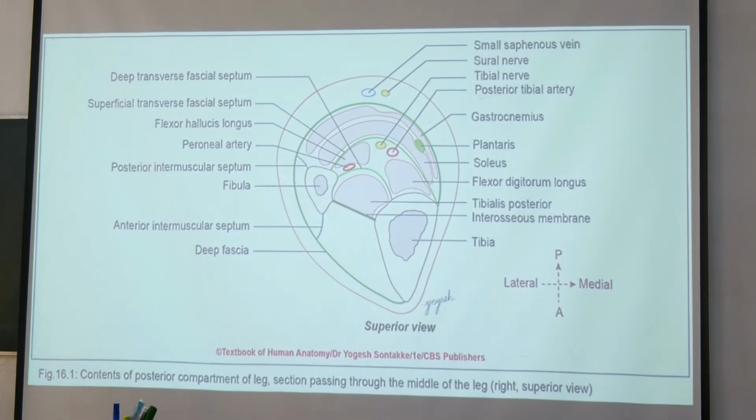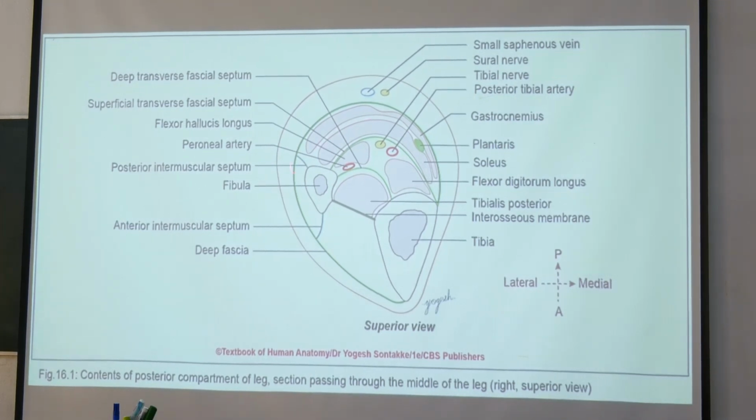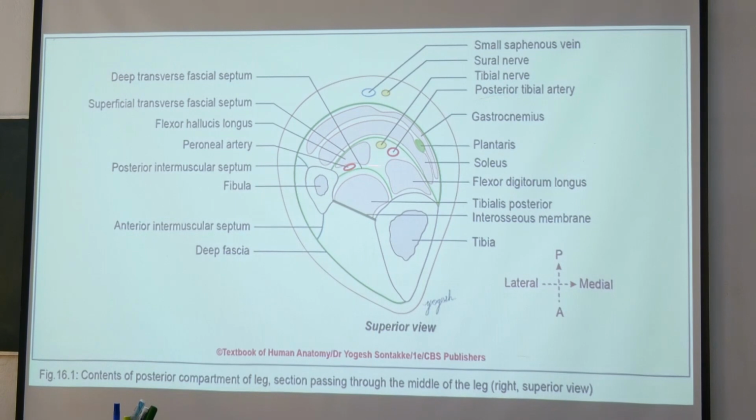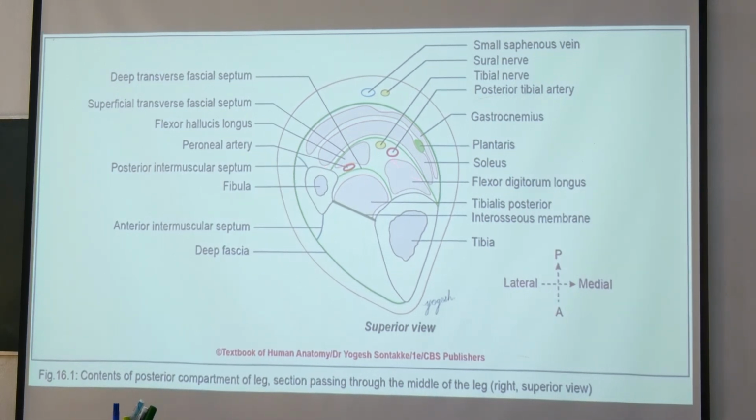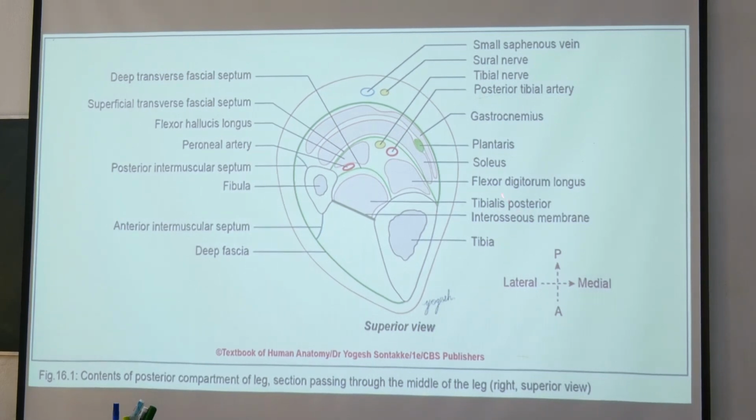Going to the hallux. And in between these two muscles, neurovascular components are present, that is tibial nerve and posterior tibial vessels. And under cover of this muscle, flexor hallucis longus, lie the peroneal vessels. Okay, and deepmost, just in front of this intermuscular septum, interosseous membrane, here lies the tibialis posterior, okay, deepmost compartment.